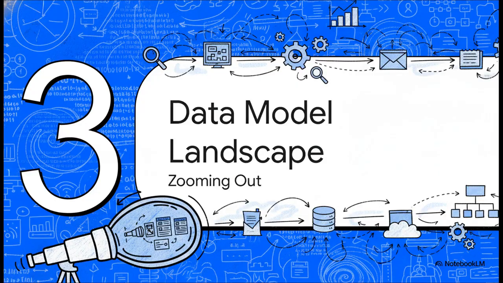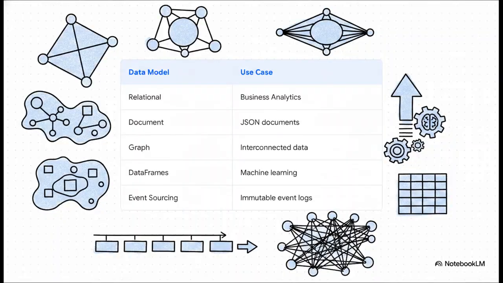All right, let's step back a bit for Section 3, the data model landscape, zooming out. We've just taken a massive deep dive into the highly specialized ways data is wrangled, pivoted into arrays, and numerically encoded specifically for machine learning. But the data frame and the array, they're really just pieces of a much larger architectural puzzle. Let's zoom out and summarize the entire modern landscape of data models used by organizations today.